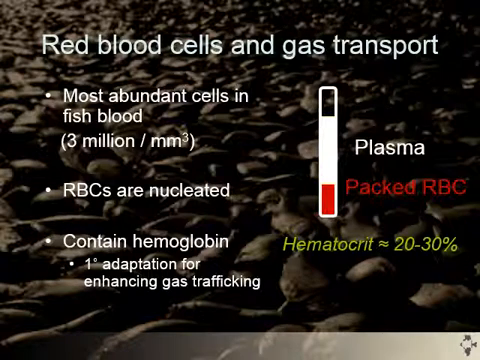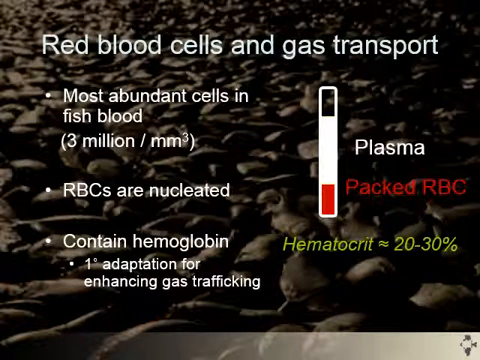Blood is the respiratory medium, of course. It is the medium for circulation of nutrients and other products as well. But red blood cells are the primary drivers of gas transport in most fishes. Red blood cells are the most abundant cells in the blood of fish, and they represent typically 20 to 30% of what's called the packed volume. In other words, a hematocrit of 20 to 30% is pretty typical.